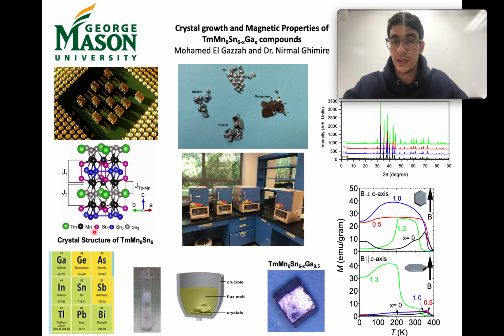This is the schematic of the structure of thulium manganese 6 tin 6. It consists of thulium and manganese, which you can see in this photo, these are the actual elements, which are both magnetic and form layers going along the C-axis. The green sphere is thulium, black is manganese, and the rest are tin.